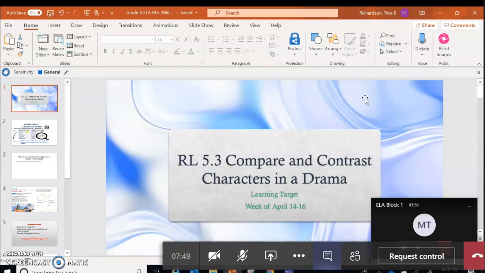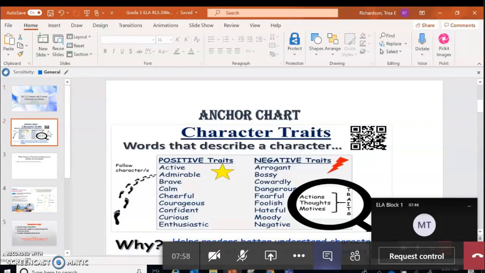Well, today we're going to focus more intently on compare and contrast characters in a drama. And to help you through that, I've included an anchor chart. This same anchor chart can be found in your files, in your team section for our class. And let's take a minute and look at some of the character traits. These are words that we use to describe a character.